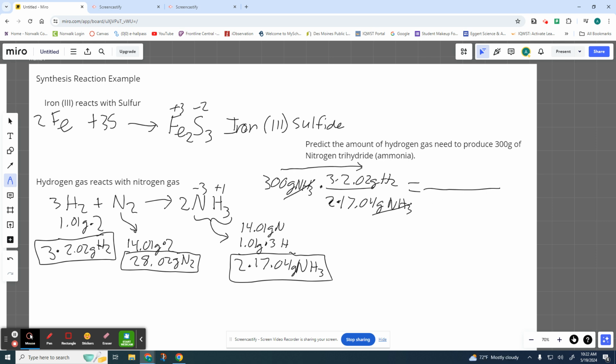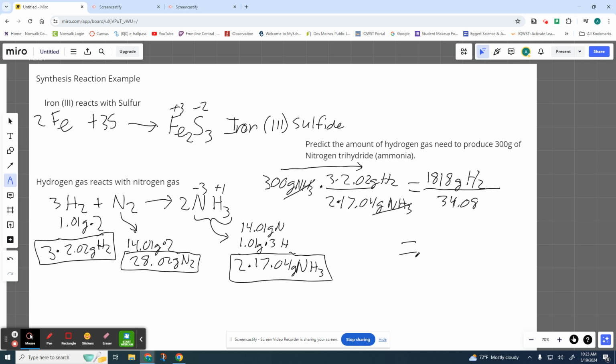I'm going to go ahead and multiply across the top. And you should get, if you want to try this on your own and double check me, 1,818 grams of hydrogen. I've got to clean up the denominator. 2 times the 17.04 grams should be approximately 34.08. No units because the units got canceled.